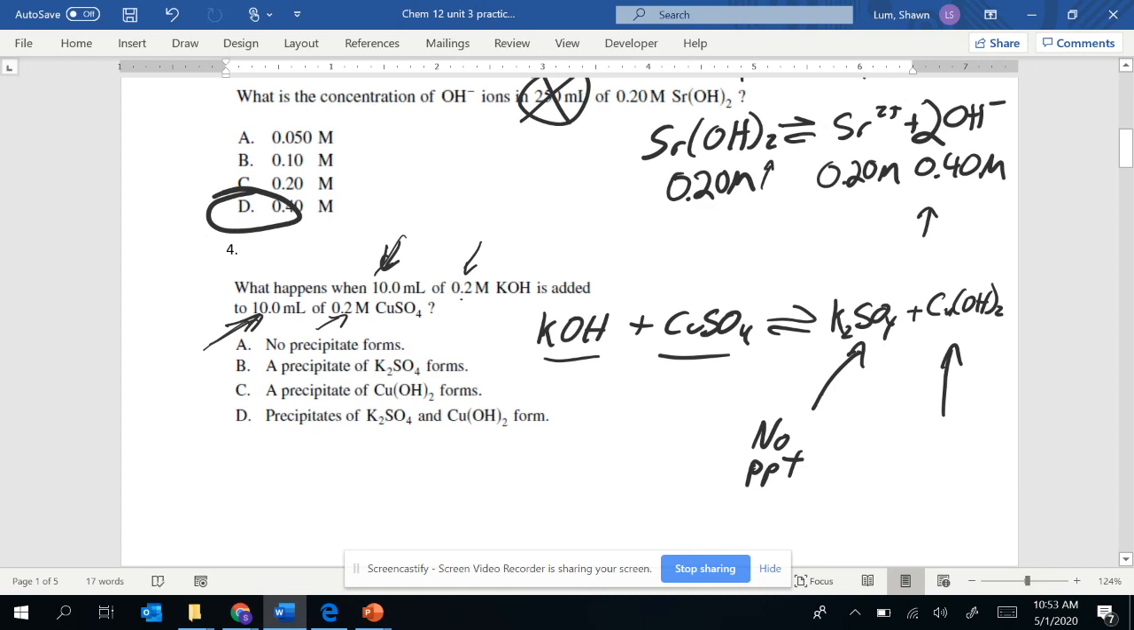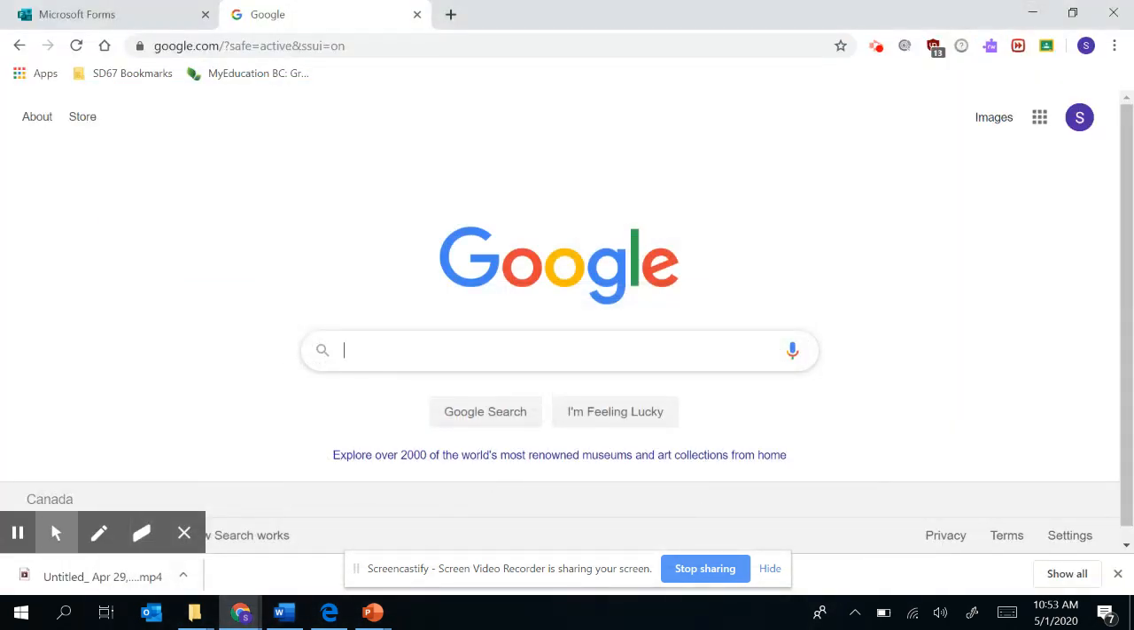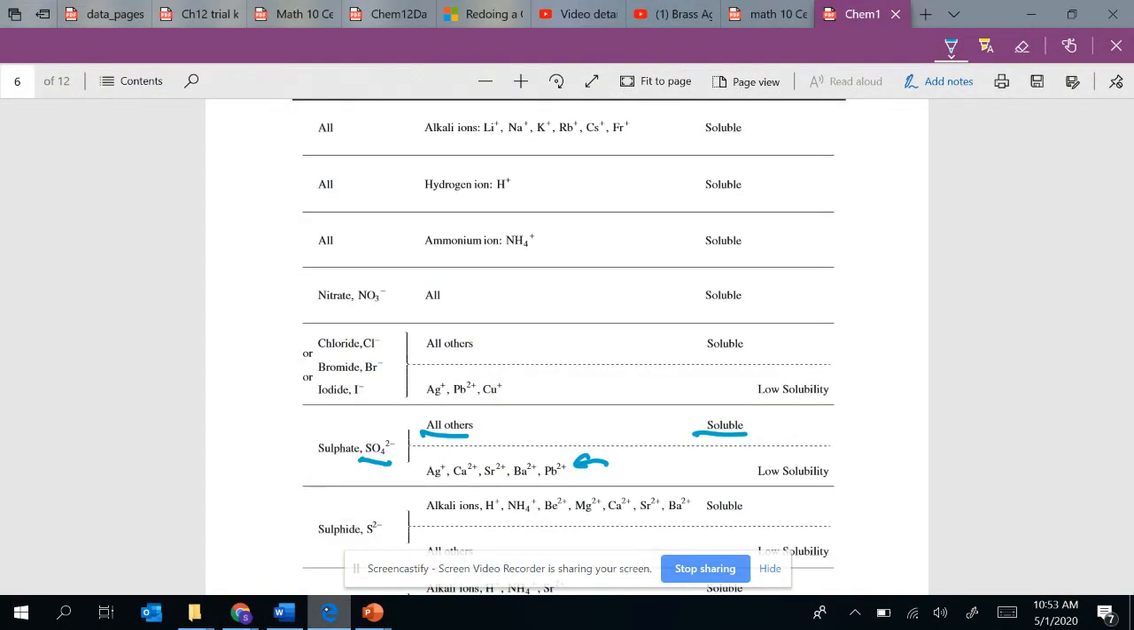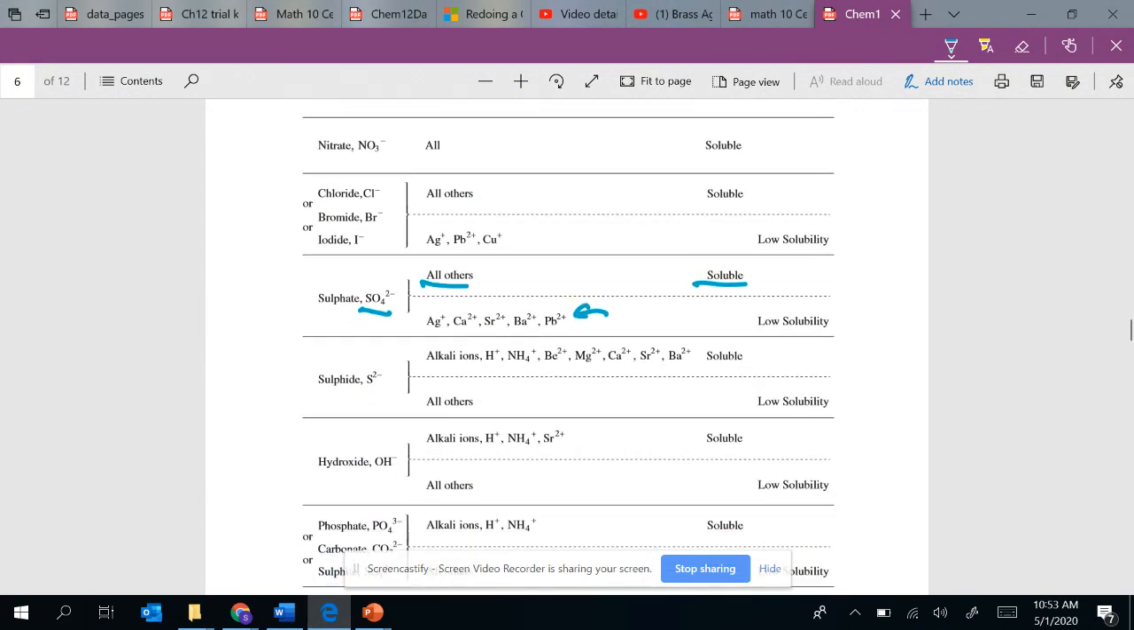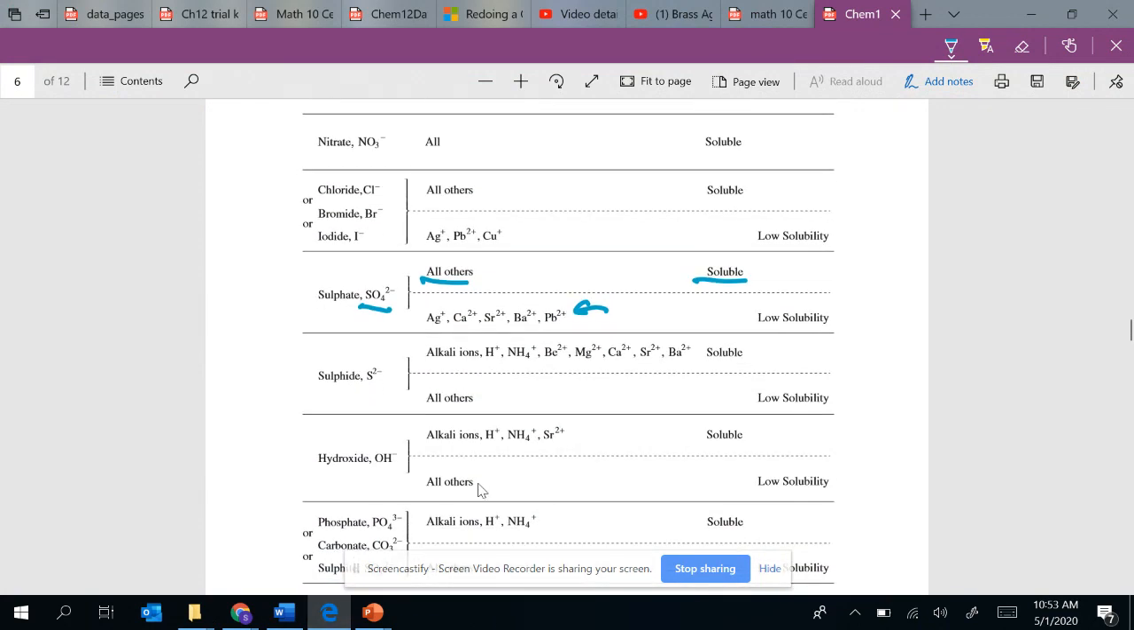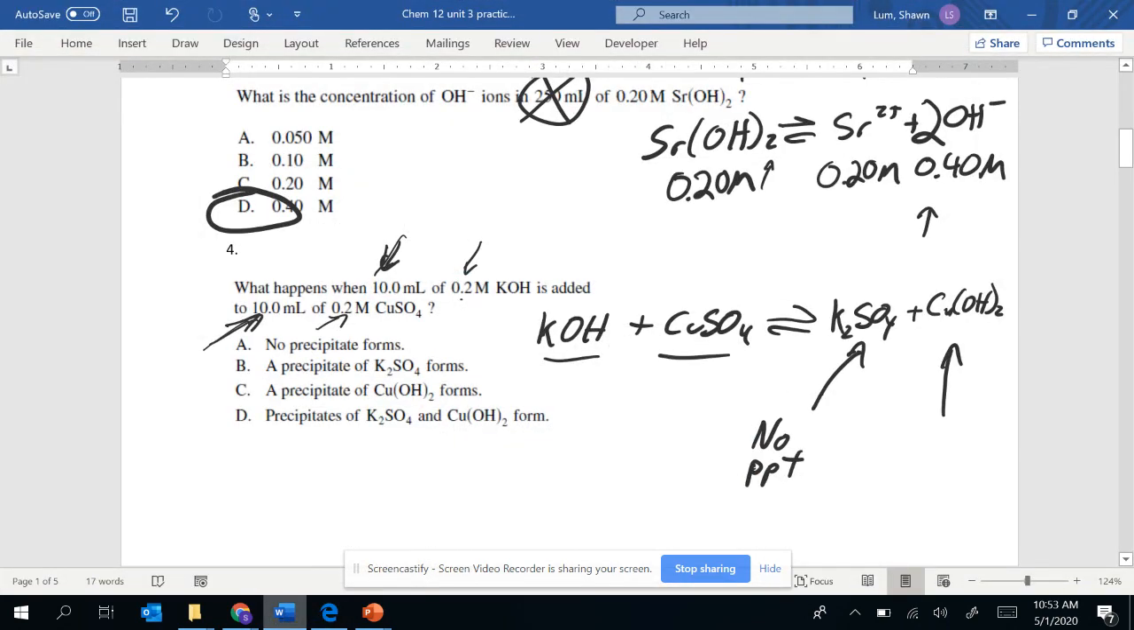Now let's take a look at CuOH. Oops, not this one. There we go. So we have OH. Only these ones right here are going to be soluble. Copper is part of all the others, and that's going to be low soluble. So in other words, that's going to be a precipitate. Okay, so this is going to be our answer right here. Precipitate of CuOH2 forms.